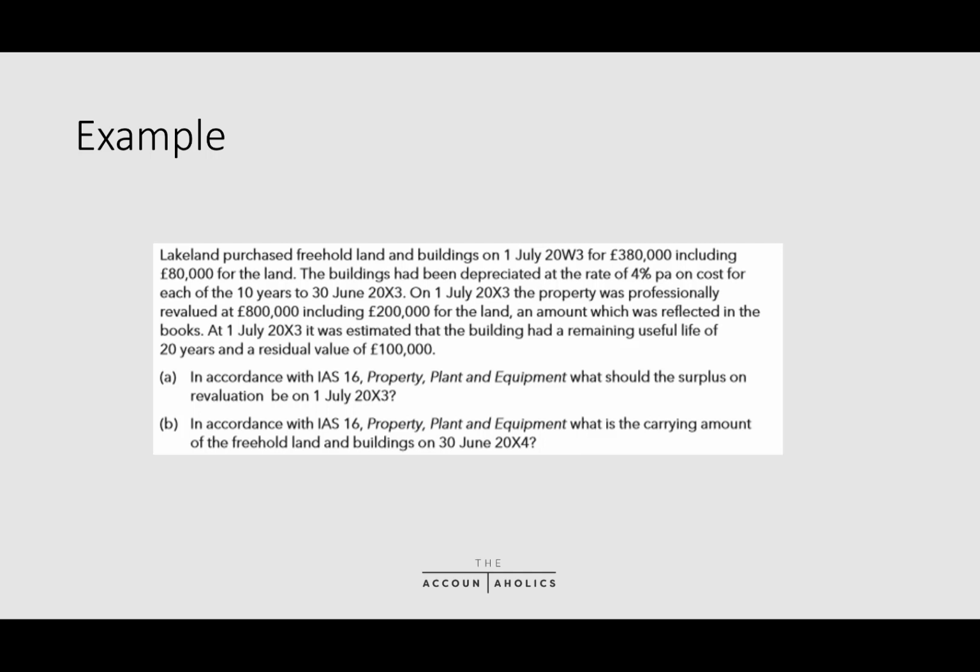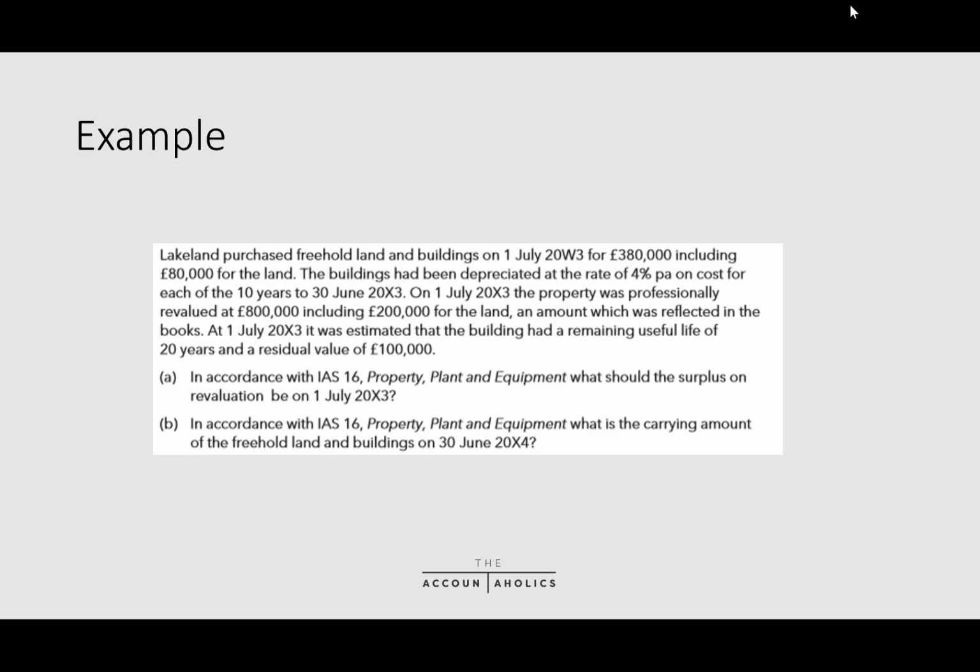The buildings have been depreciated at a rate of 4% on the cost for the 10 years to 30th of June X3. And then on the 1st of July 20X3, so at the beginning of the current year that we're going to be deriving the carrying value for in part B, the property was revalued professionally at 800,000, and of this amount 200,000 is attributed to land. What we also have is information about the remaining life of the asset being 20 years and a residual value of 100,000 for the buildings after the revaluation.